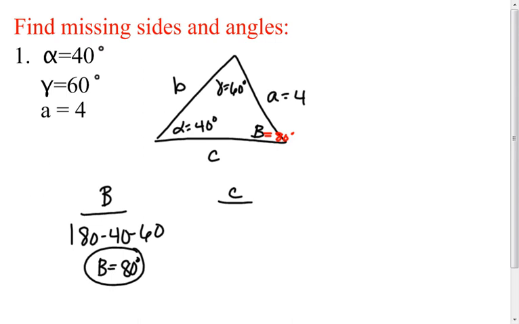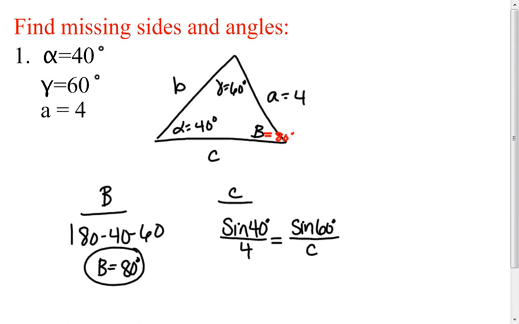Okay, so here we go. I'm going to set this up. So I will go sine of an angle. I'm going to use 40 degrees, over the side opposite of it, which is 4, equals sine of an angle. I'm going to choose 60 degrees, over the side opposite of it, which is C.